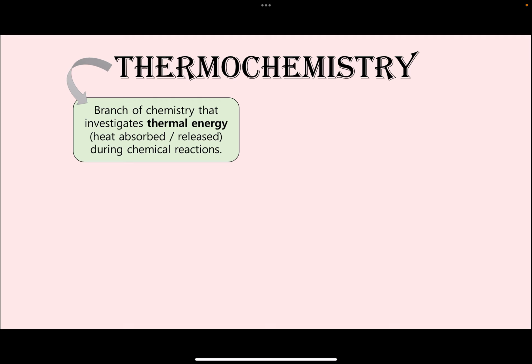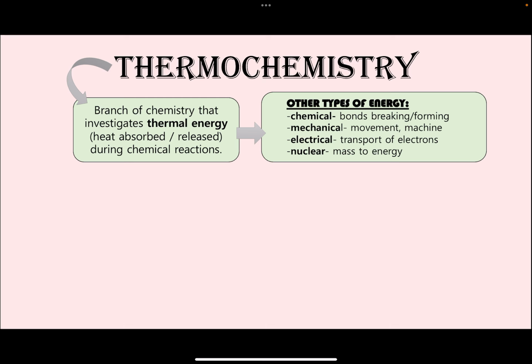A more general knowledge kind of thing as we are talking about thermal energy is that sometimes you might see some other forms of energy mentioned somewhere. So there are some other types of energies. For example, we have chemical energy, which is the energy of bonds breaking or forming. So this has to do with chemical reactions. Mechanical energy is the energy of movement.